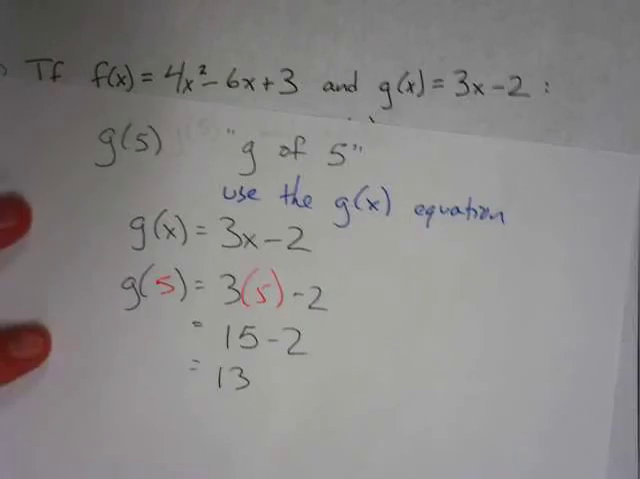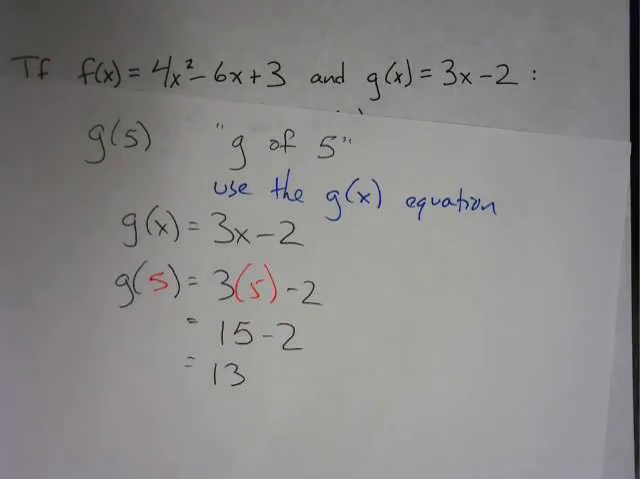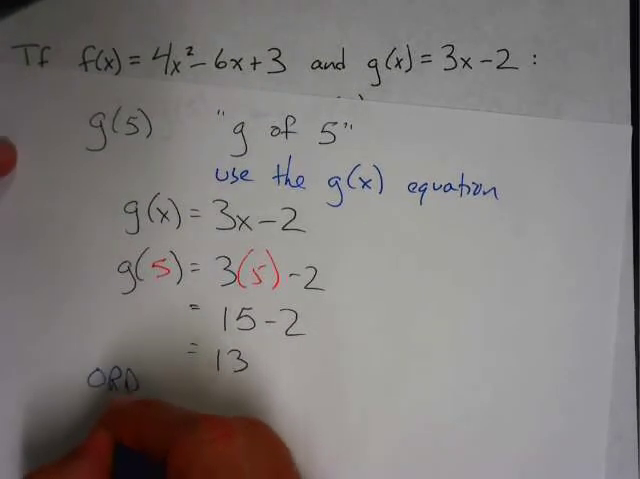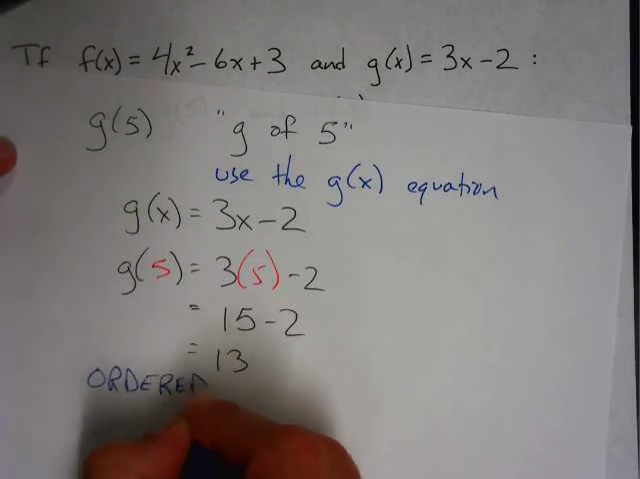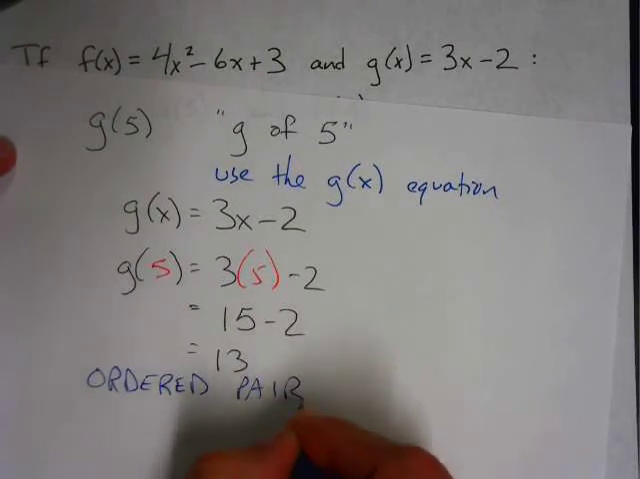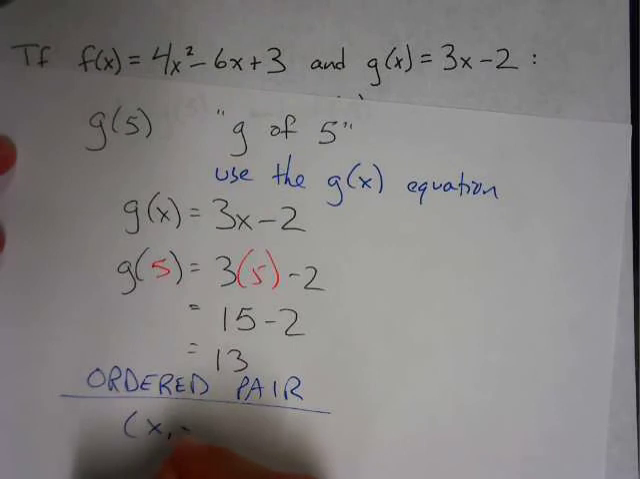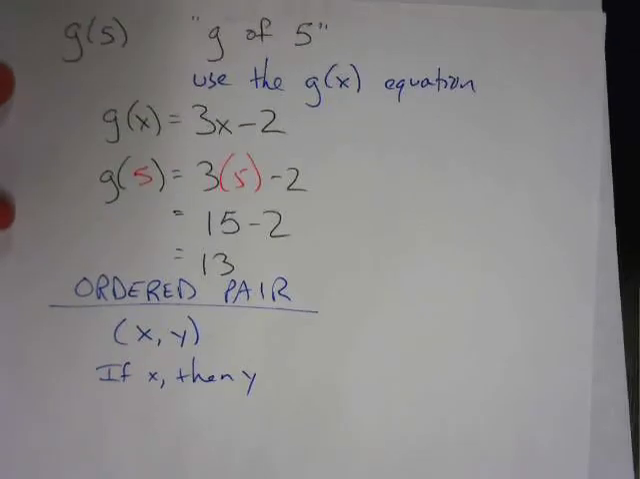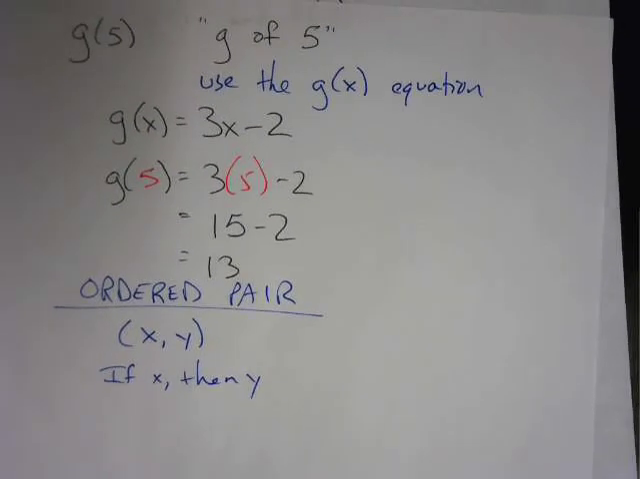But here's the deal. We are going to have to make an ordered pair. Okay, because this can totally be expressed as an ordered pair. And remember how ordered pairs work. We have an x, we have a y. We're saying if x, then y. And if that's how an ordered pair works, we can take a look at what just happened, and then we can write it as an ordered pair.